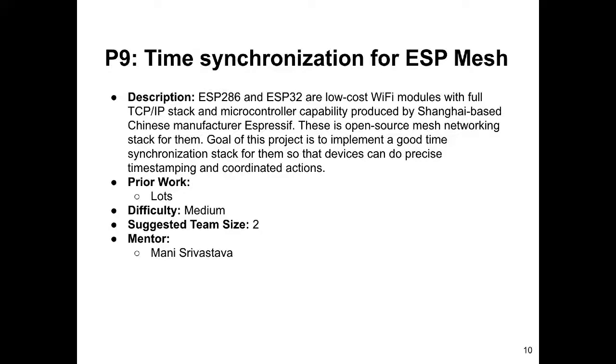So the goal here is to create a time synchronization layer for the ESP mesh, so that if a sensor event is observed by two of these nodes, and they timestamp it according to their local clocks, and the local clocks are synchronized, I can compare their timestamps. I can say this node saw the event before that other node. So this is in the same vein as the previous one, except looking in the context of this.